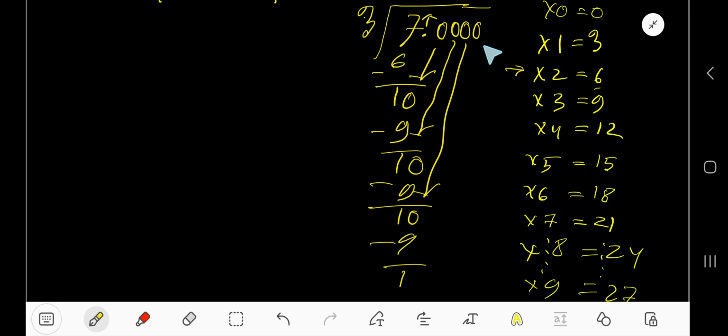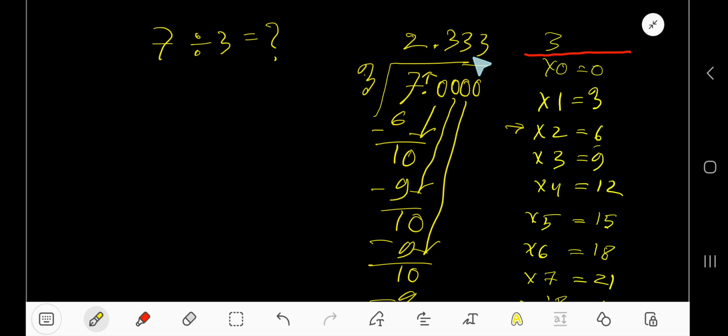Subtract, 1. You can bring down more 0s, but since we have gotten 3 places after the decimal, you can place here 3 dot to mean that this process is continuing. So our answer is this. You can also place a bar over the 3 to mean that this 3 is repeating.